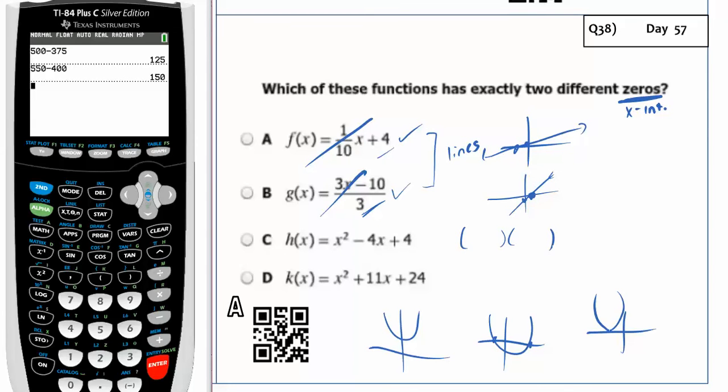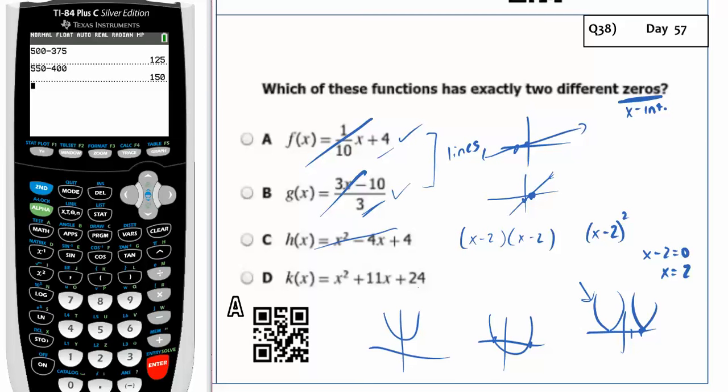So two numbers that multiply together to give me a positive 4 but add up to negative 4: x minus 2 and x minus 2. And when I do that, that means my factors are x minus 2 quantity squared, and my solutions are x minus 2 equals 0. My solution is x equals 2, which actually kind of looks like this, except 2 is over here. And so this is only going to have one solution, not the right answer.